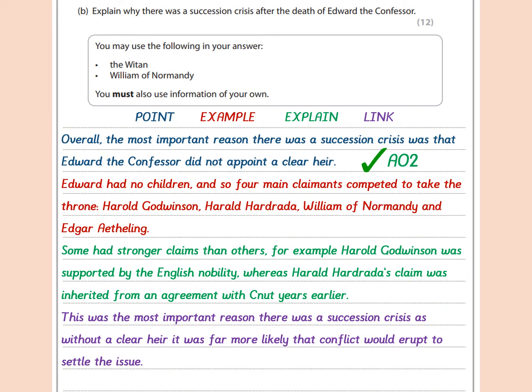So a bit of AO2 in terms of linking as to why there was a succession crisis because of Edward's actions, some supporting information from my own knowledge, a bit of both here, looking at the relative strength of these different competing claims, and then finally nailing it down with AO2 as to saying that the fact that there wasn't a clear heir is what results in the succession crisis.